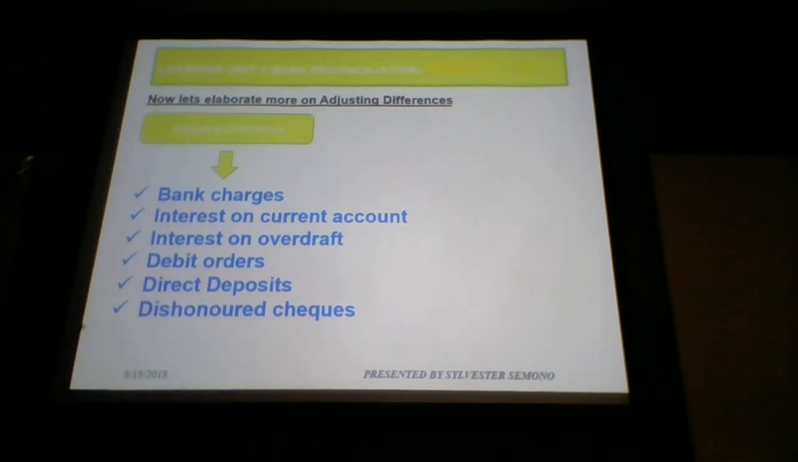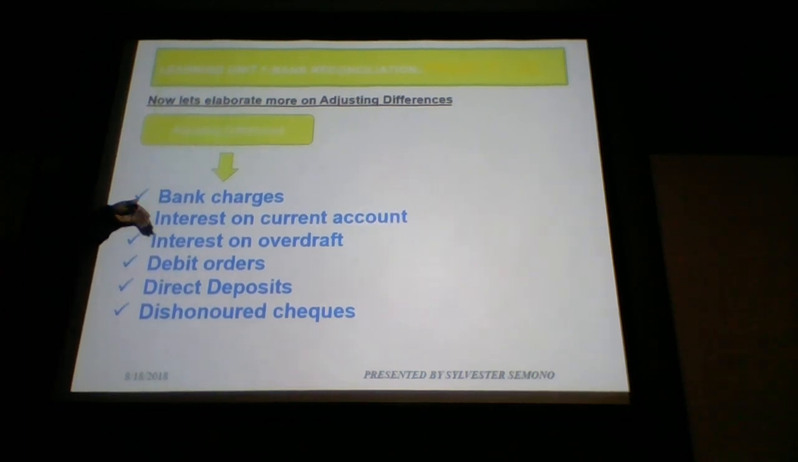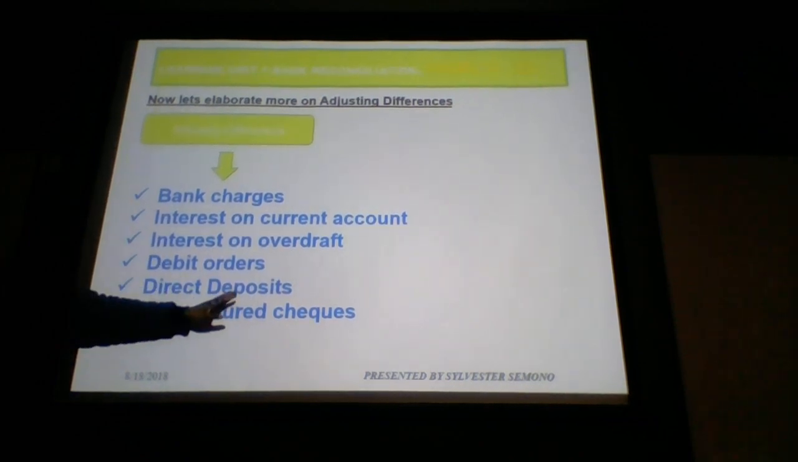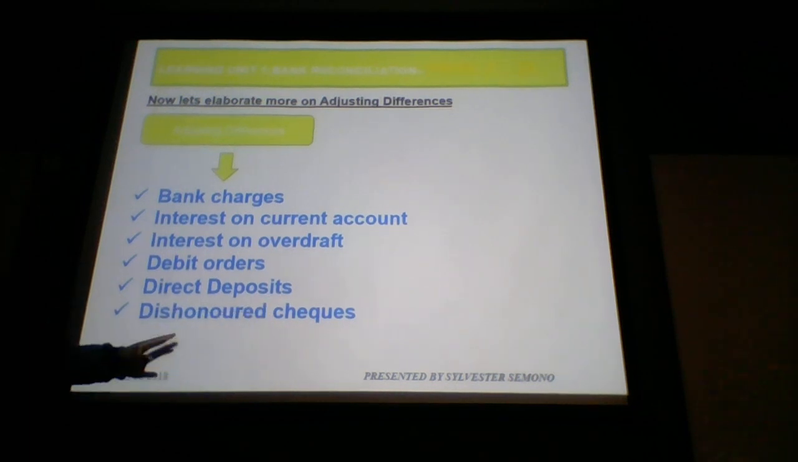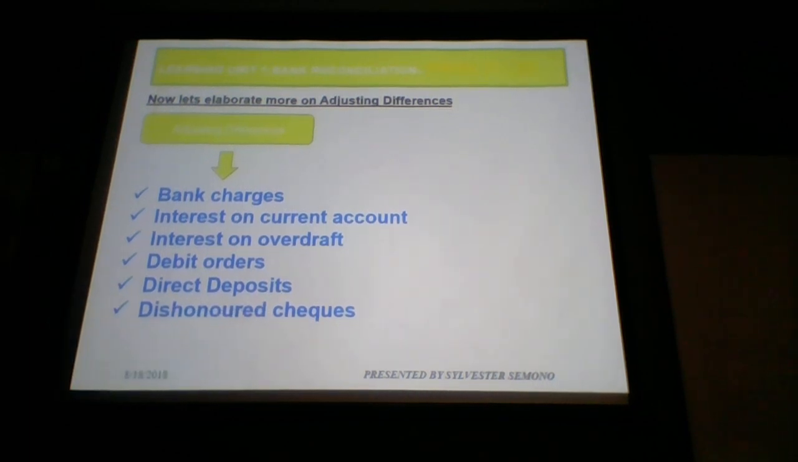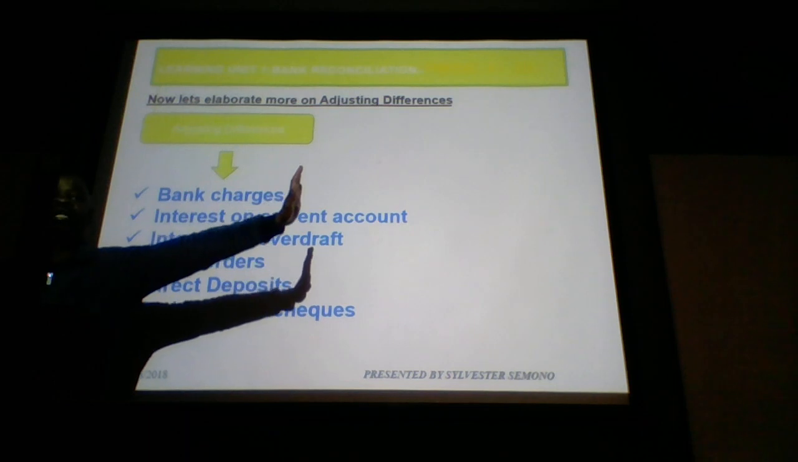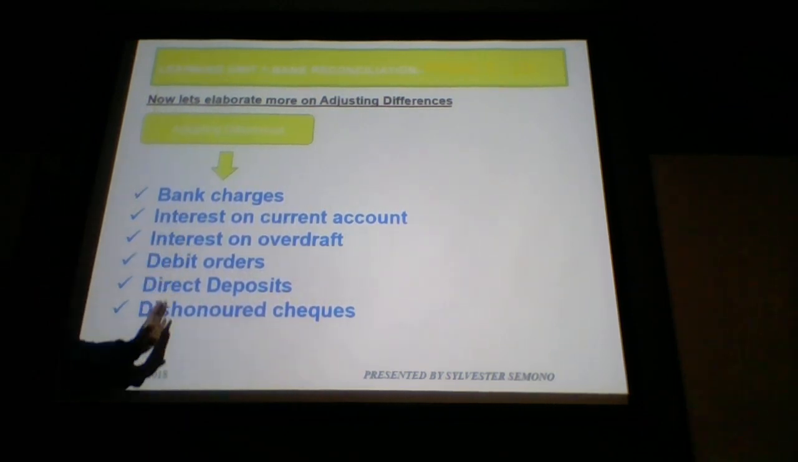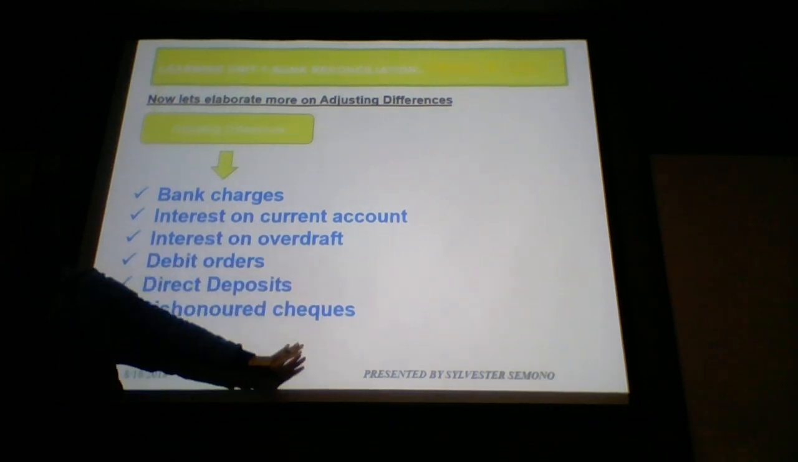On the bank statement? Not yet? So these are examples of things that you can see on the bank statement: bank charges, interest on current accounts, interest on overdraft, debit orders, direct deposits like in the form of EFT. Dishonored checks, sometimes you deposit a check and unfortunately the bank will return it. We call it what? These are just examples of adjusting, meaning they appeared on the bank statement, but not yet in our books. But depending on the nature, we'll either record in the CBR or CBP.